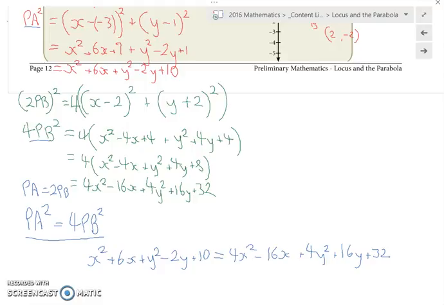Now, why have I used PA squared? Why not PA? Yeah, distance formula is D squared, so distance squared. But I could have done it as PA rather than PA squared, but why didn't I? What is the one thing that having PA instead of PA squared would bring into the equations that I really don't want to have to deal with?